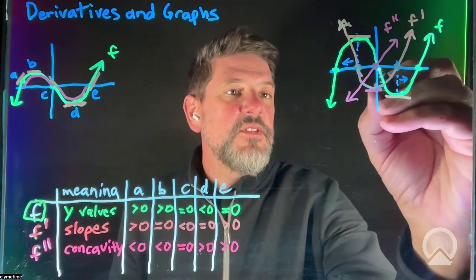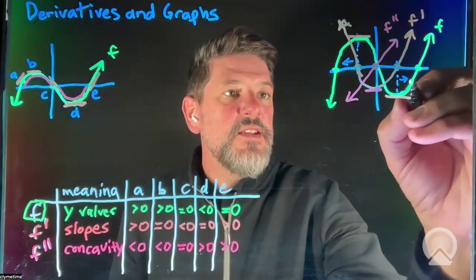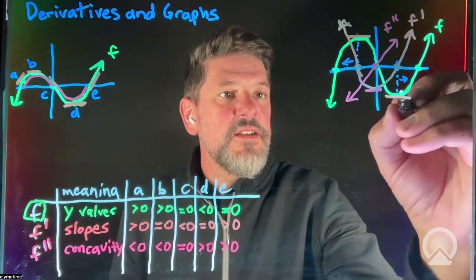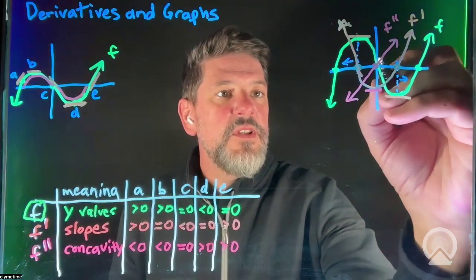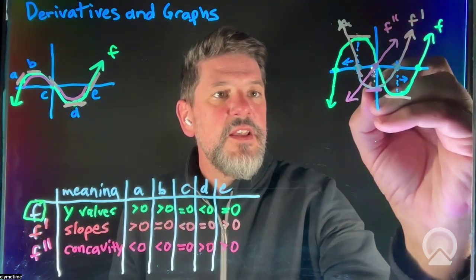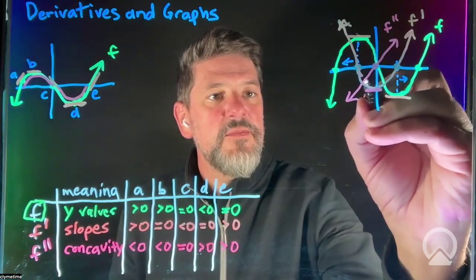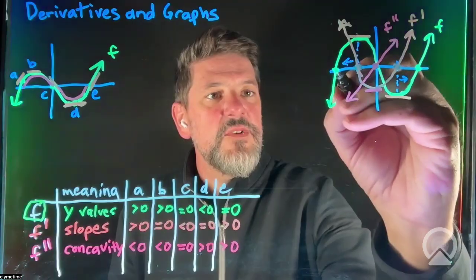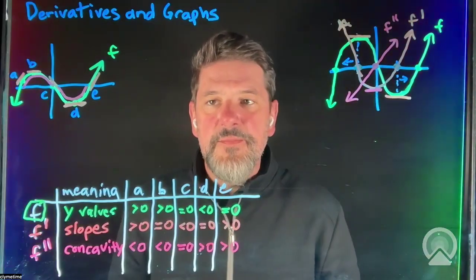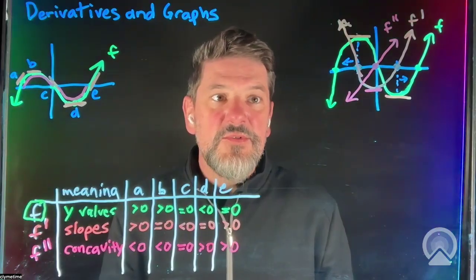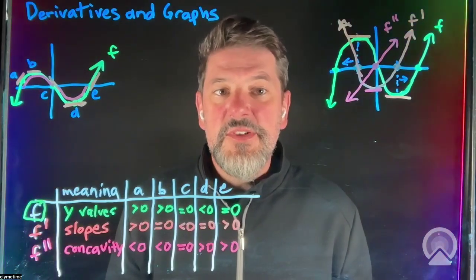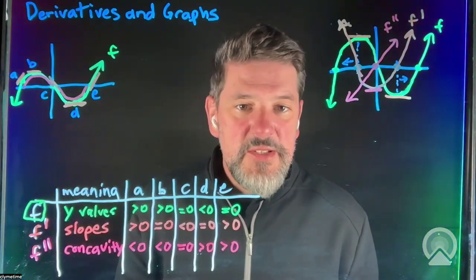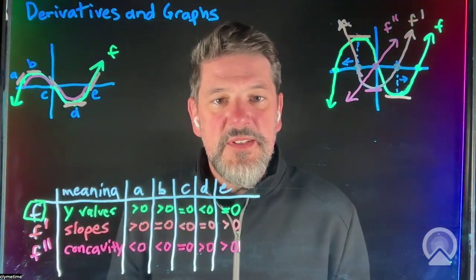And in the same way, where f prime prime has positive y values, f is concave up. So f is concave up when f prime prime has positive values, and f is concave down where f prime prime has negative y values. And then when f prime prime is zero, it looks like an inflection point where it switches from concave down to concave up. Okay, so that's how you draw a derivative graph from the original function graph, and that's how f, f prime, and f prime prime are related to each other in terms of slopes and concavity.